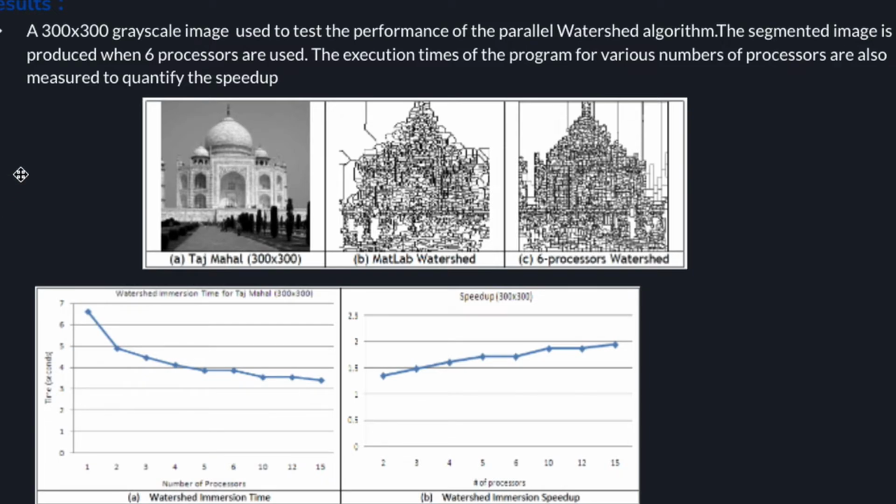And these are the results obtained after parallelizing the watershed algorithm. In this example, we use a 300 by 300 grayscale image to test the performance of the parallel watershed algorithm. The segmented image is produced when six processors are used. This is the image, and this is the graph. Here this graph compares the time taken by the processors to process the image. As we can observe, as more processors are used, the processing takes much less time.